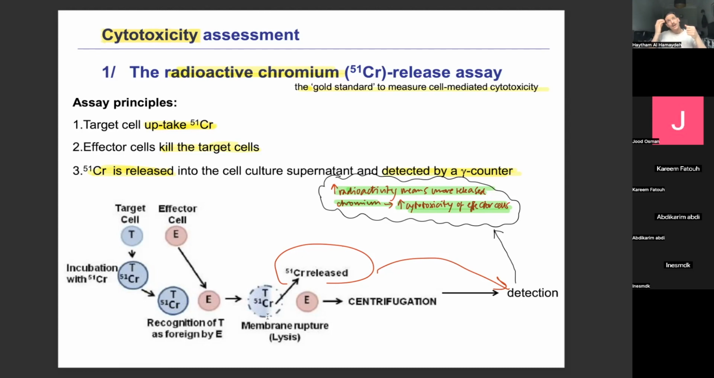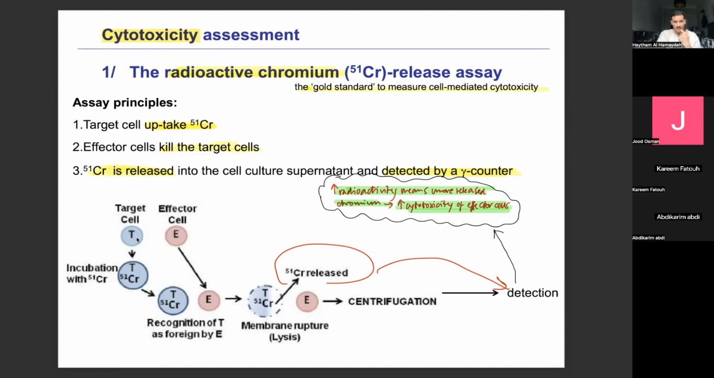How does radioactivity appear after cytotoxicity happens? It is because the cytotoxic T cell breaks down the bacteria, which now has pores, its structure is broken down, yes? So the radioactive substance would be released into the solution, and so the solution becomes radioactive.